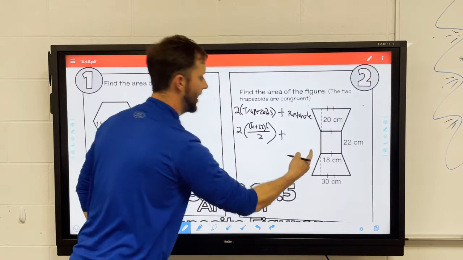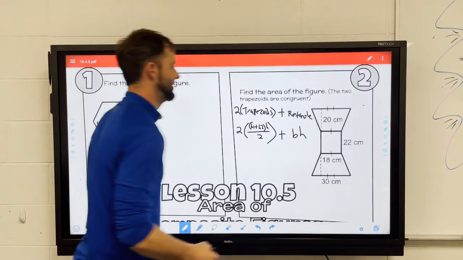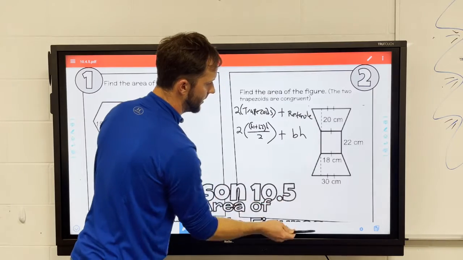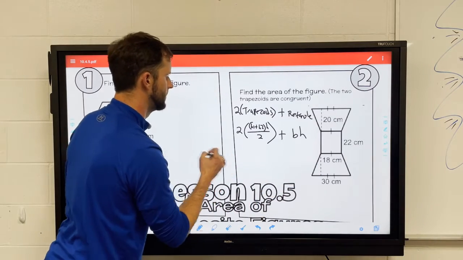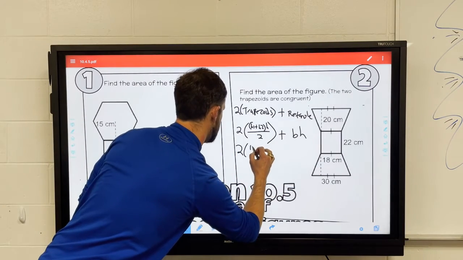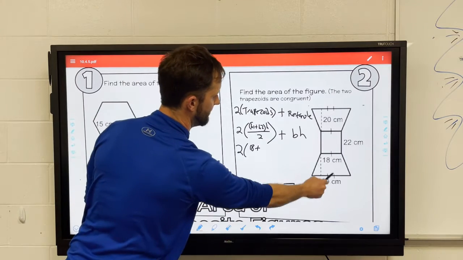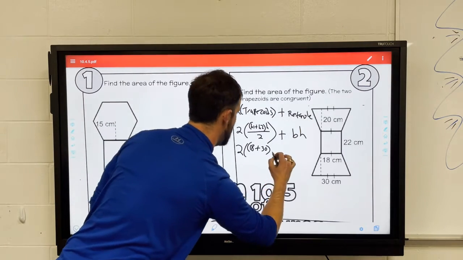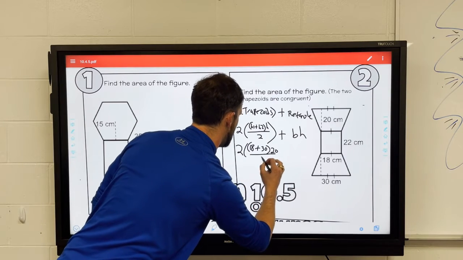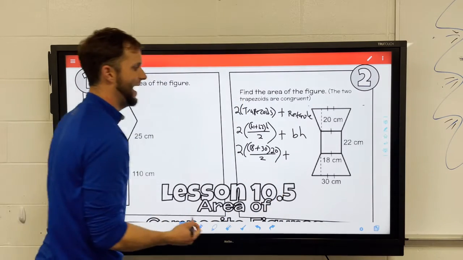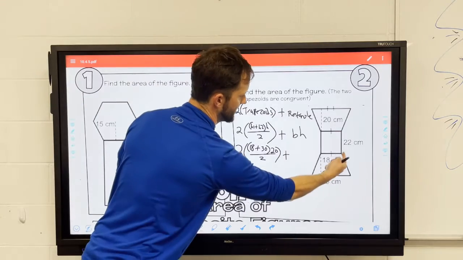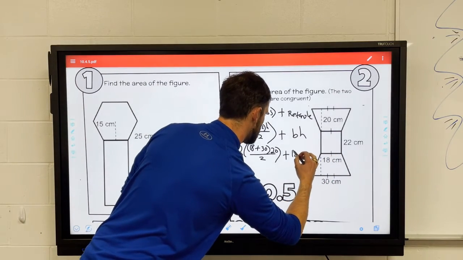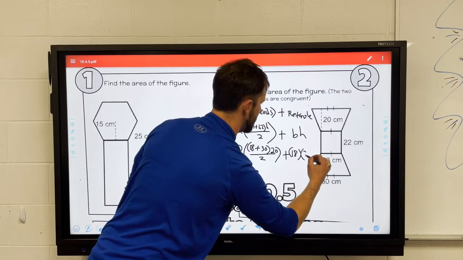And then I'm going to add the area of a rectangle in the middle, which is just going to be base times height. Okay? So if we look here, it looks like my base 1 is going to end up being 18. So 2 times 18 plus, and then it looks like base 2 is going to end up being 30. And then I'm going to multiply that times the height, which is going to be 20. And then I'm going to divide all that by 2. And then I'm going to add the base times the height. So the base of my square here, it looks like is going to be 18. And then the height of it is going to be 22.